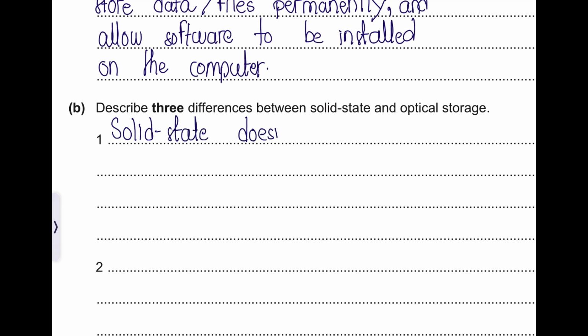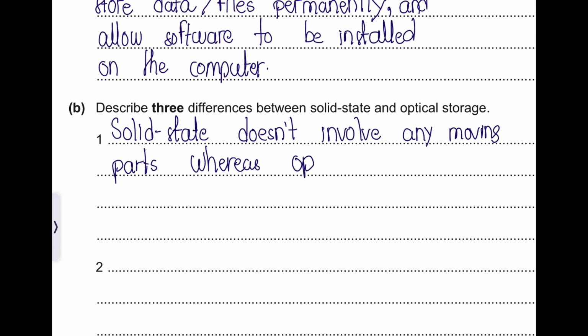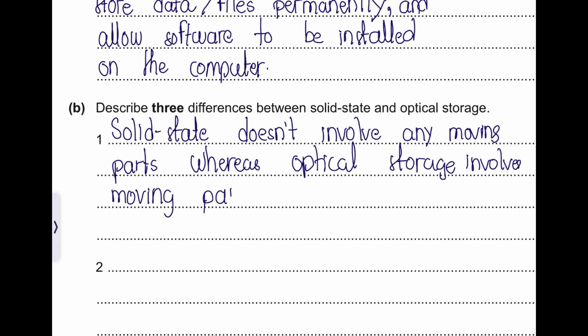So that's one difference. That is, solid state does not involve any moving parts, whereas optical storage involves moving parts. So that's one of the key differences. Moving parts, as in CDs, DVDs, and Blu-ray discs, they rotate, but in solid state it does not, because your data is stored as electrons.